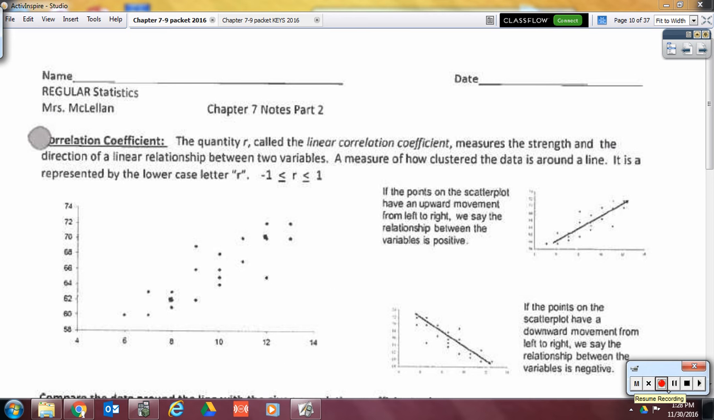All right, we're on page 6 in your packet, Chapter 7 Notes, Part 2. Okay, page 6 in your packet.